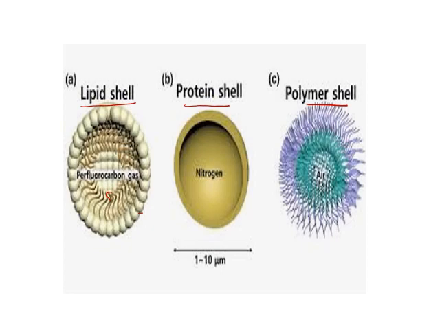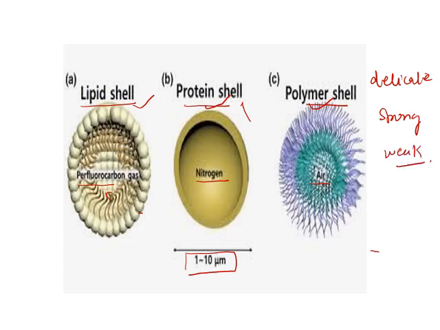Inside there is gas. It can be perfluorocarbon, nitrogen, as well as air. The size of these microbubble contrast agents ranges from 1 to 10 micron. These lipid shell, protein shell, and polymer shell, why are we using these three materials? Because they are delicate enough, they are not that strong, and they are not that weak. They can resonate with the ultrasound harmonics. That's why we are using lipid shell, protein shell, or polymer shell.